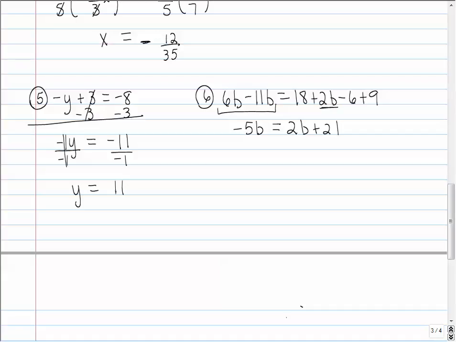Now remember, your next step is to get all your b's on one side. Once you simplify each side, you want to get it so that all your variable terms are on one side of the equation. So we need to get rid of that 2b that's on the right side of the equation. So let's subtract 2b from each side. So I get negative 7b is equal to 21.